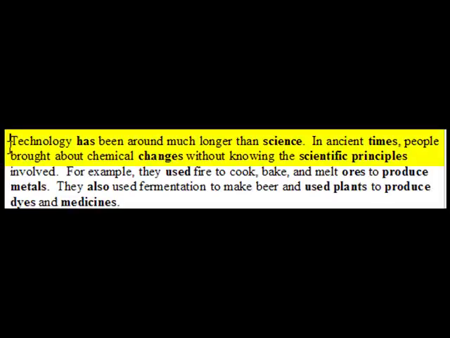Technology has been around much longer than science. In ancient times, people brought about chemical changes without knowing the scientific principles involved. For example, they used fire to cook, bake, and melt ores to produce metals. They also used fermentation to make beer and used plants to produce dyes and medicines.